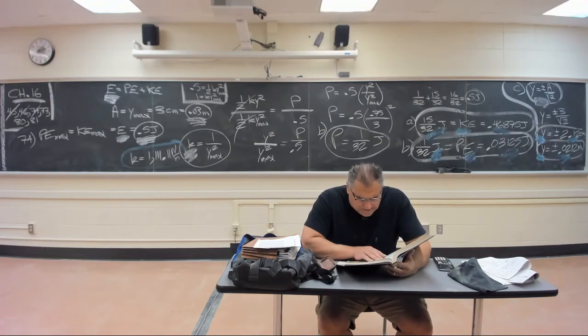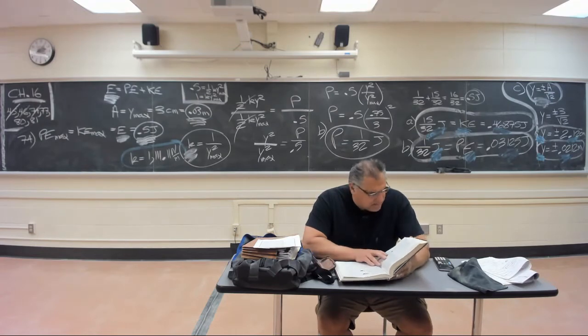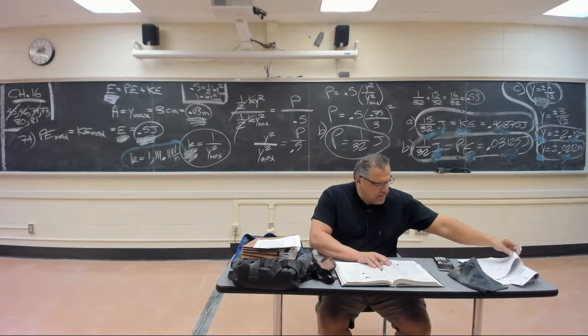A, what is the subsequent speed? When it gets launched, what is the speed of block 2? B, compare the speed of block 1 when it again passes through the equilibrium position with the speed of block 2 found in part A. So it's A and B. 77 is a great question.